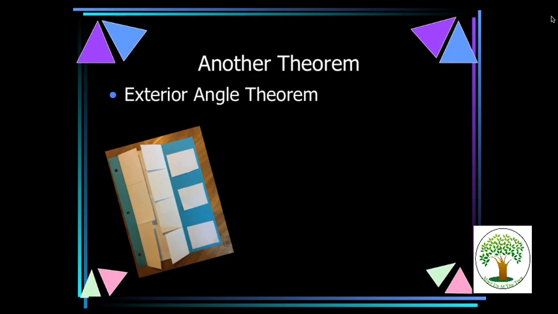All right, so let's read the second theorem on your term sheets. Someone read that out to me. Exterior angle theorem: the measure of an exterior angle is equal to the sum of the remote interior angles.